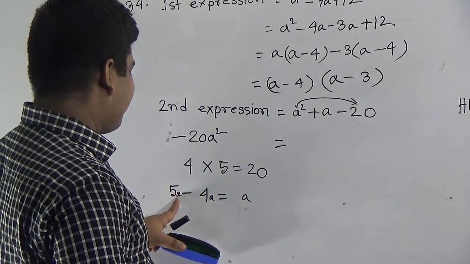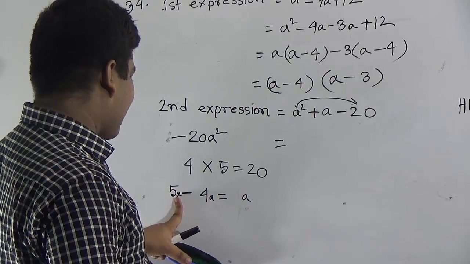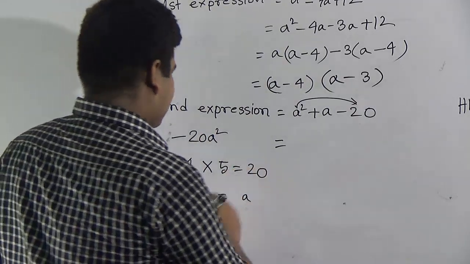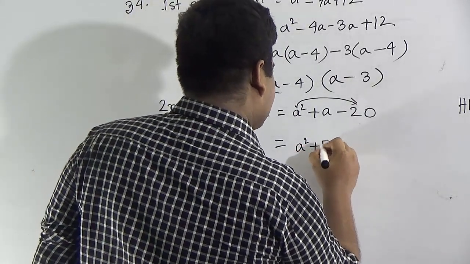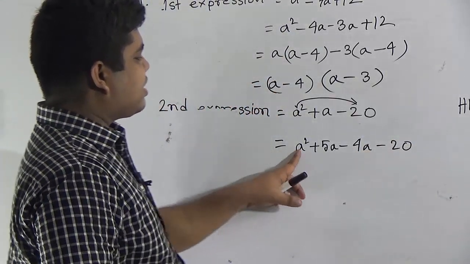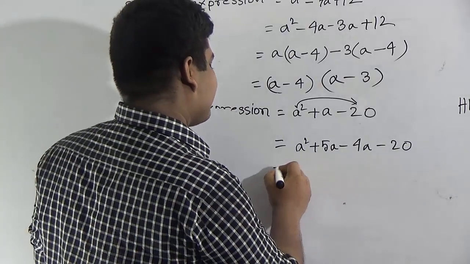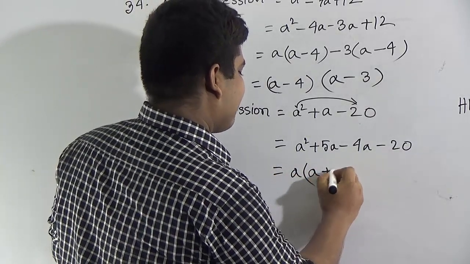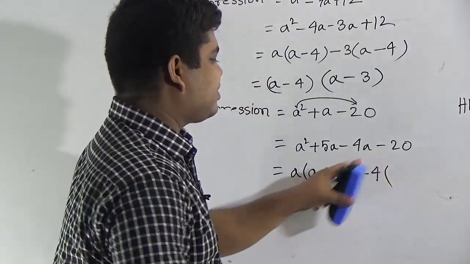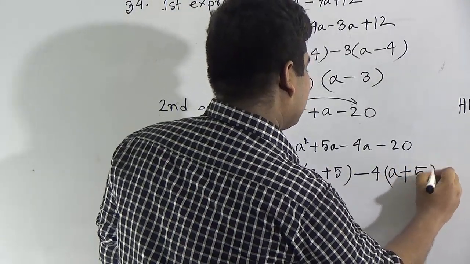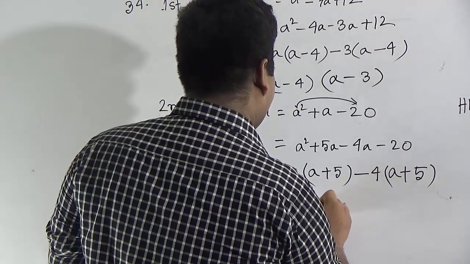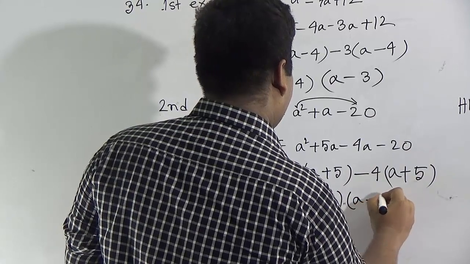And if we multiply 5a with minus 4a, then we get minus 20a square. That means a square plus 5a minus 4a minus 20. Okay. From a square plus 5a, we take a as common. That means a plus 5. From these two terms, we take minus 4 common, then a plus 5 is left. So from this whole expression, we notice a plus 5 is common, left a minus 4.